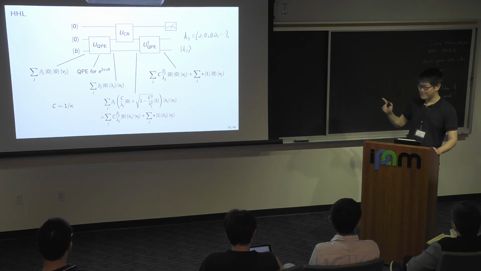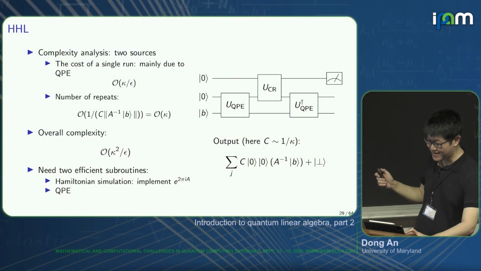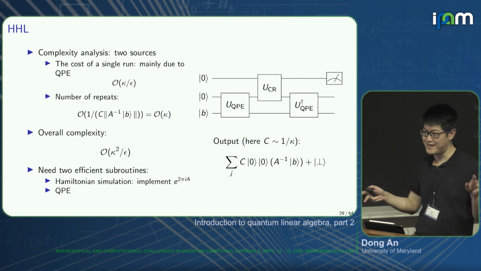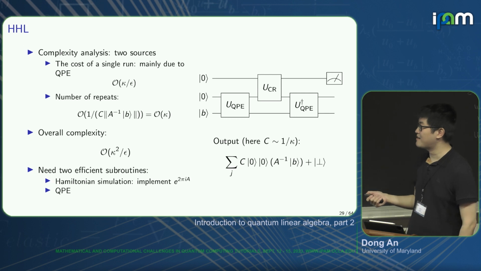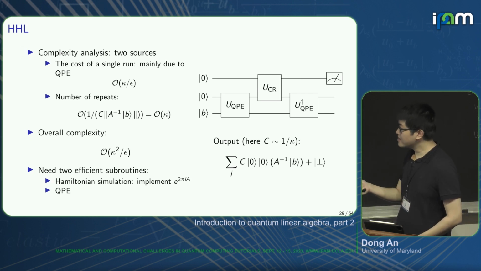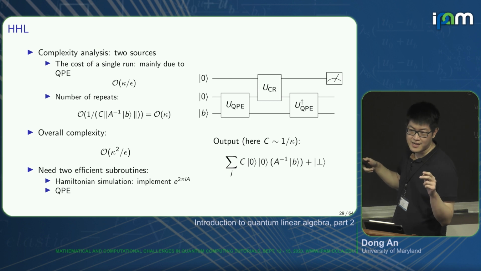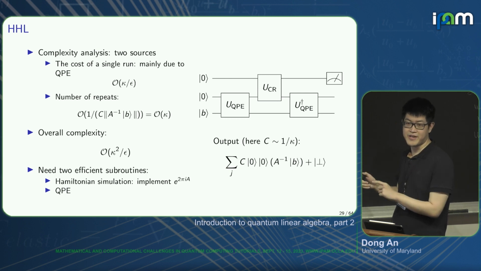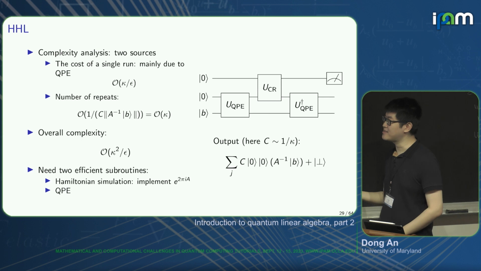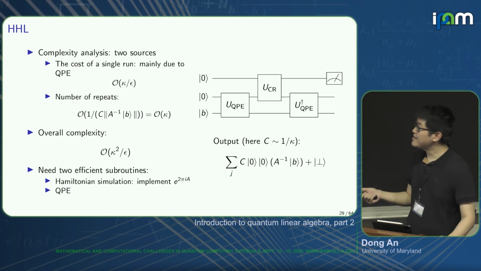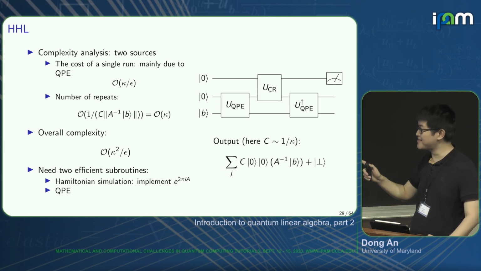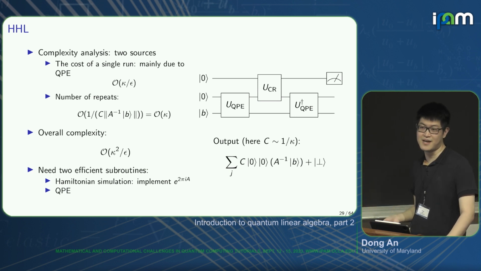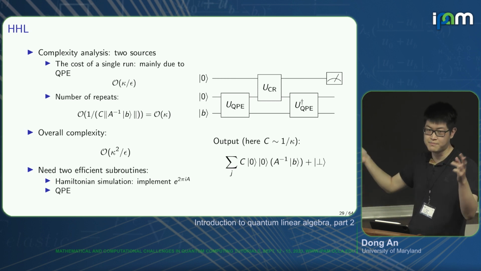Yeah, that is what I'm going to talk about next: the complexity estimate for HHL. It's a very rough complexity estimate. We have two sources of complexity. First, for a single run of this circuit, we have some complexity. And then we need to run this circuit multiple times until a success, so we need a number of repeats. For the single run, the cost will be kappa over epsilon. You should already know this from the complexity of phase estimation, where we have a scaling of something like 1 over epsilon. Here I'm ignoring some log factors.